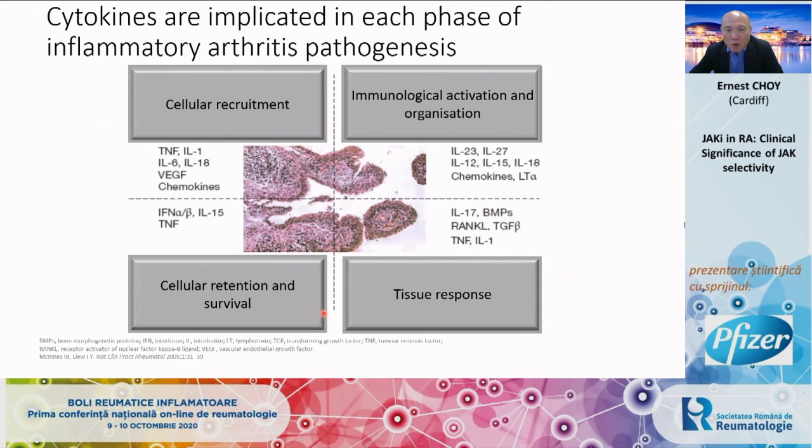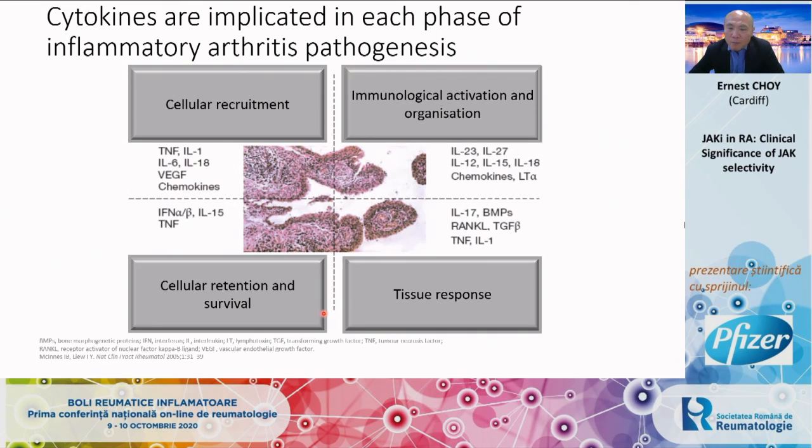Importantly, what we know from these different processes is that different cytokines are involved, and I'm using this slide to illustrate that different cytokines are involved in the recruitment of inflammatory cells into the joint, from how these cells are retained and maintained in the inflammatory environment, to how then these cells become organized and develop and maintain inflammation, and last but not least, in causing inflammation and joint damage.